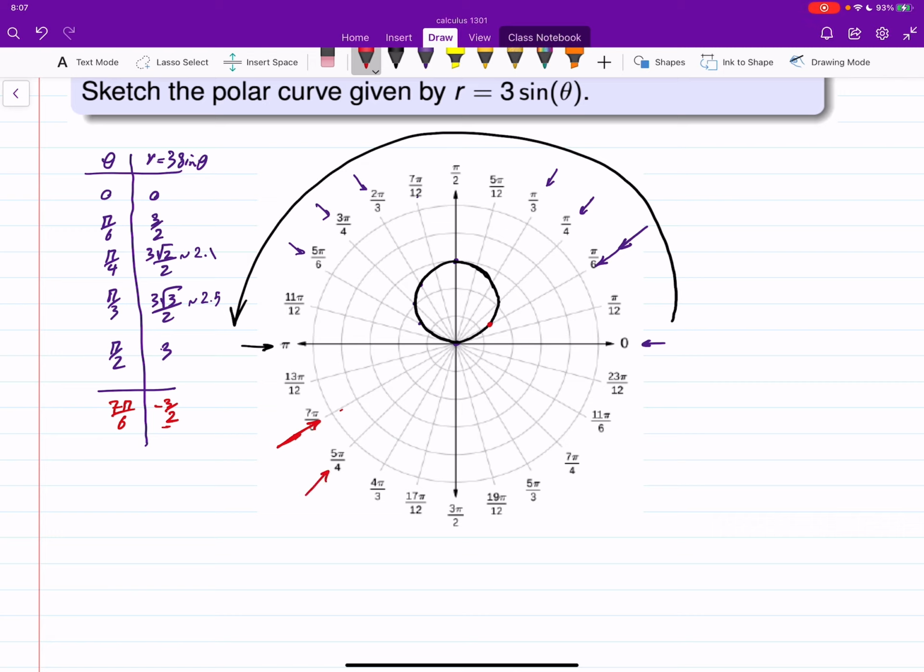For 5 pi over 4, I get negative root 2 over 2, with a 3 multiplied there, so negative 3 root 2 over 2. And if I again do the same thing, I will get that point there. So I'm going around the circle another time. From theta 0 to pi goes around once, and then from pi to 2 pi, that's another round. Well, at least we found some points, and then we looked for the pattern.